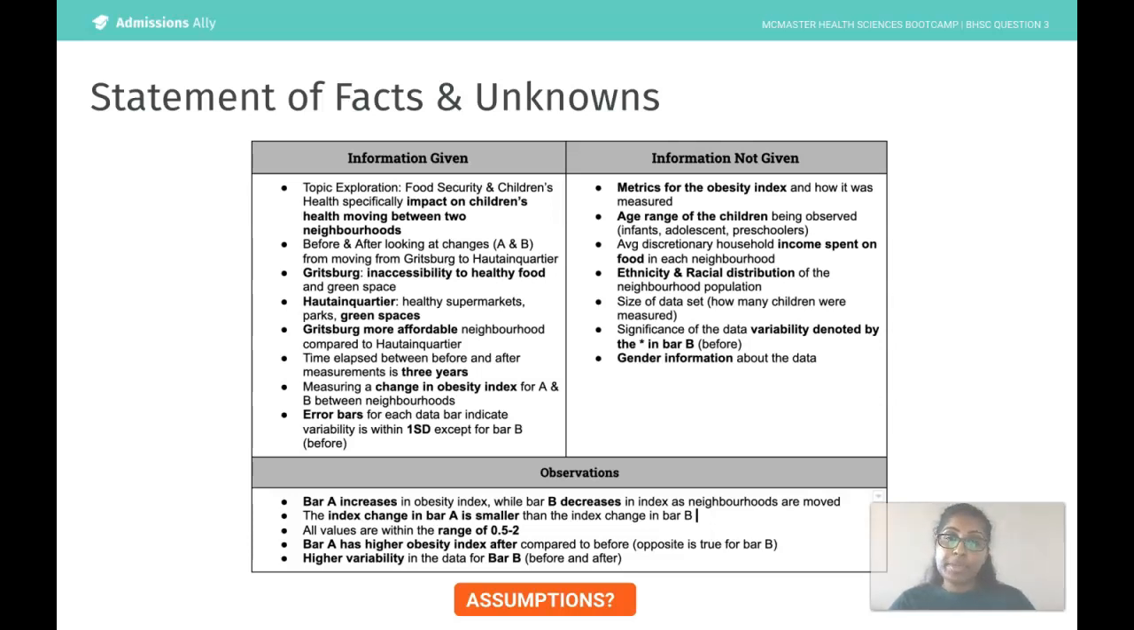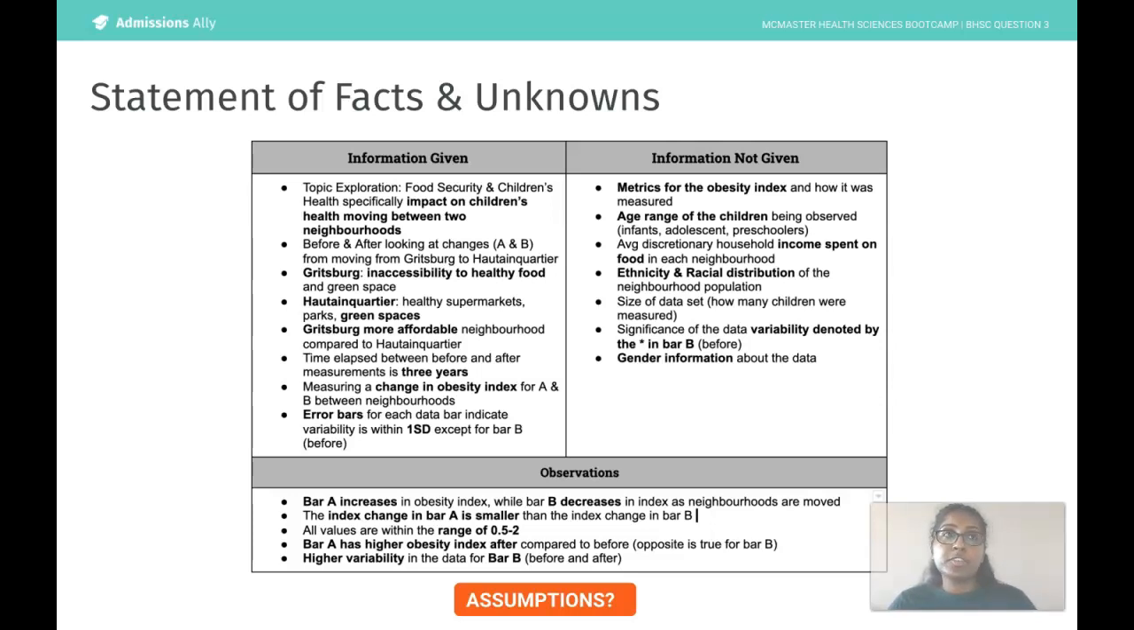Some key observations that we made, which is going to be really important when you build out that logic tree, is that bar A increases in obesity index while bar B decreases. As we move through neighborhoods, the index change in bar A ranged between 0.5 to 2. Again, without really understanding the metrics of the obesity index, you don't really know what the significance of the values of those numbers could be. Bar A has a higher obesity index compared to that of bar B between the after and the before state, and the opposite is true for bar B. And there's a higher variability in data in bar B, in the before and after.